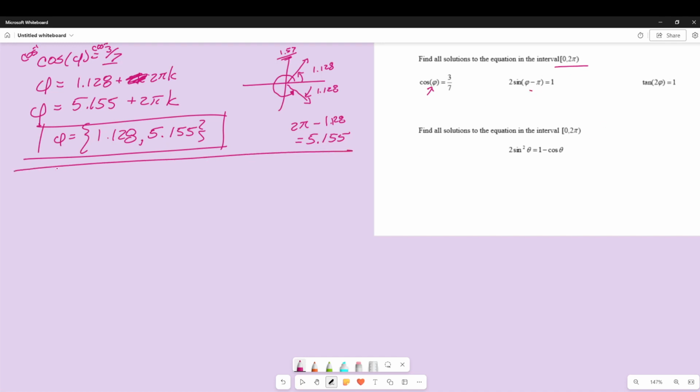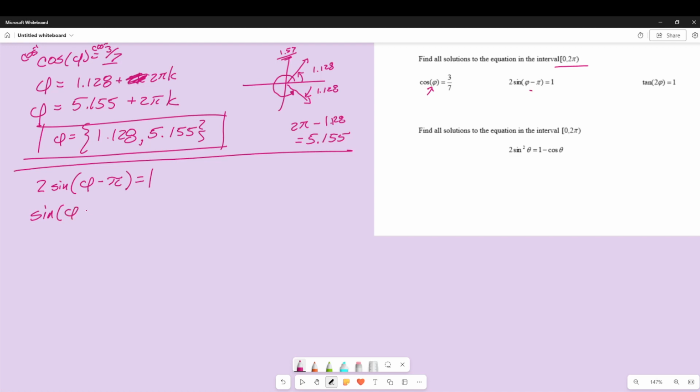Because of the phase shift in the second one, we're going to have to be a little bit more careful. 2 sine of phi minus pi equals 1. Now, we could use the difference formula to split this up, but then we'd have a sine of phi and a cosine of phi, and a sine of pi and a cosine of pi, which we could simplify. That would be nice, but it tends to be best to have the single trig function when we're solving, so we're going to stick with that.